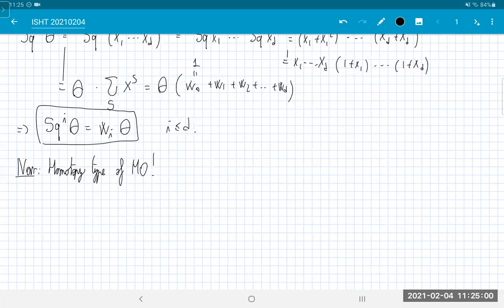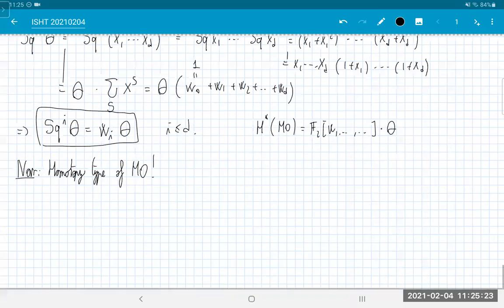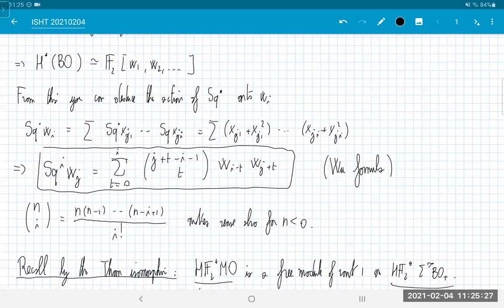Okay, so the first remark. Remember we have H star MO is F2 W1 etc. times theta. This is called theta. If you want, canonically it is a free module of rank one over this ring with class theta. And we have this action on Sq^1, and we had the Wu formula earlier here for the action on WJ. And now we understand everything.